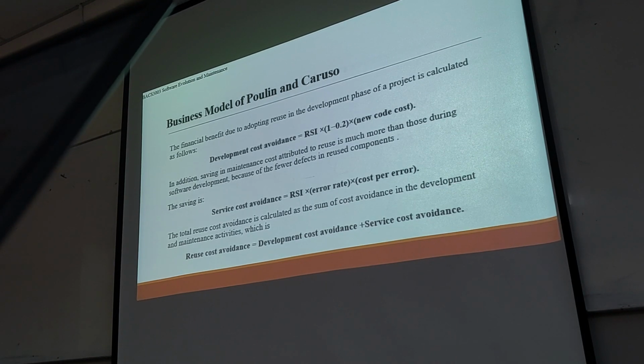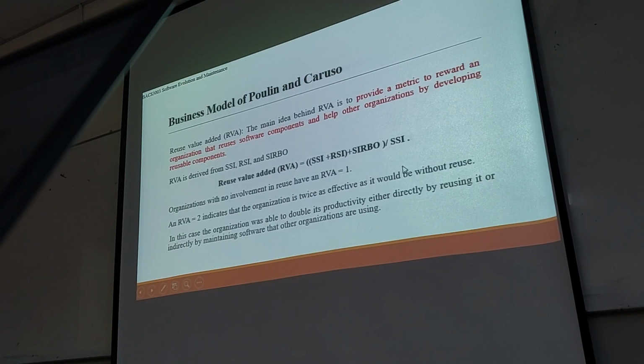Later, in addition, the saving in maintenance costs attributed to reuse is much more than during software development. And how to calculate the saving cost is this one. And then the total reuse cost avoidance is calculated as the sum of the cost avoidance in the development and in maintenance, and this is the formula. It means that this business model is all about cost calculation.